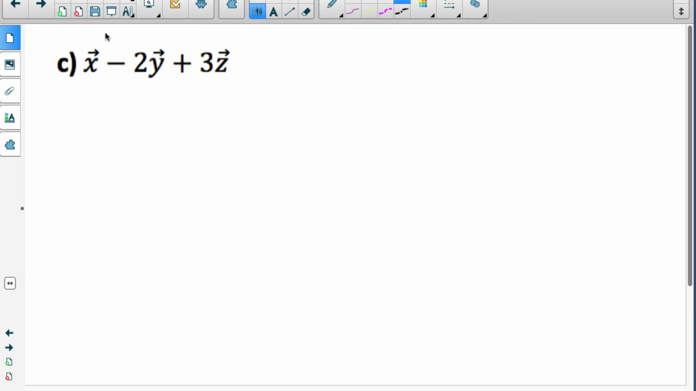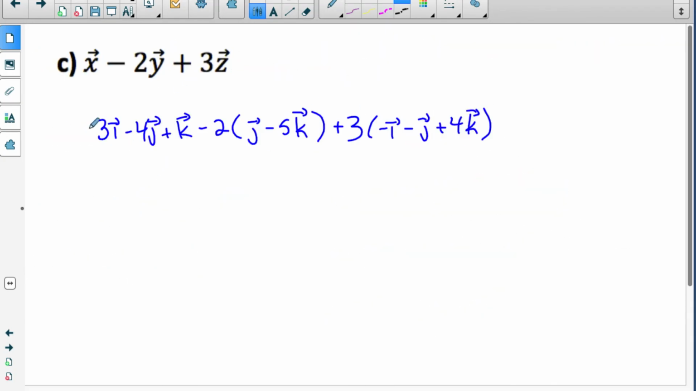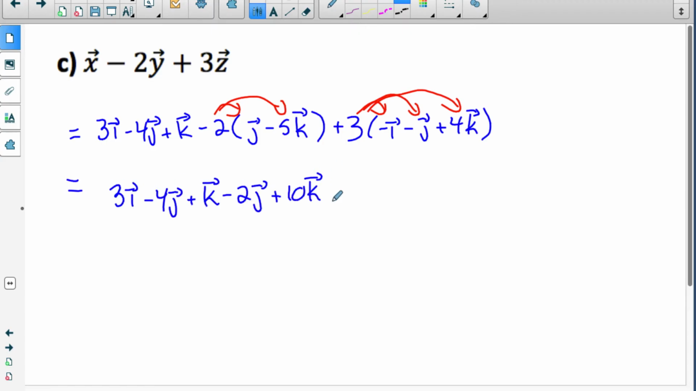Part C, let me start by replacing vector x, y, and z with the vectors that they are equal to. And now I can use my distributive property. And then lastly, I can collect any like vectors I have. 3 vector i minus 3 vector i, that's gone. -4 vector j minus 2 vector j, that's -6 vector j, minus 3 vector j, that's -9 vector j. And 1 vector k, 10 vector k, 12 vector k, that's 23 vector k.